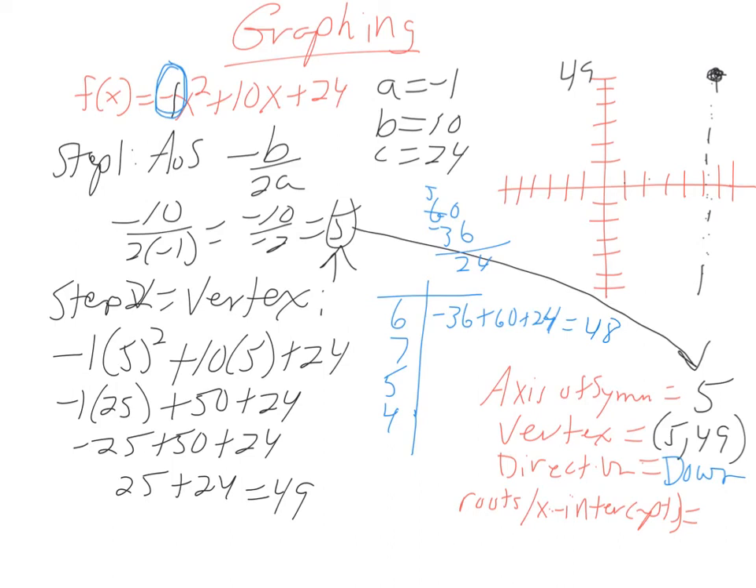And you do that for each one of them so that you could plot your points, so that would be there, go right there. And if I did 7, I think that comes out to be 46. So that's going to go down.